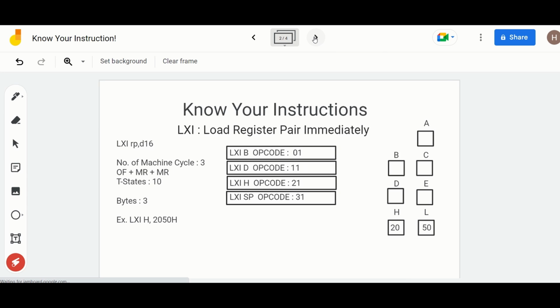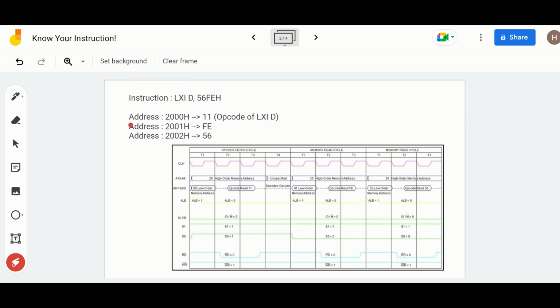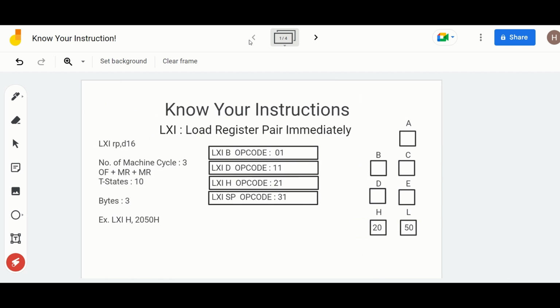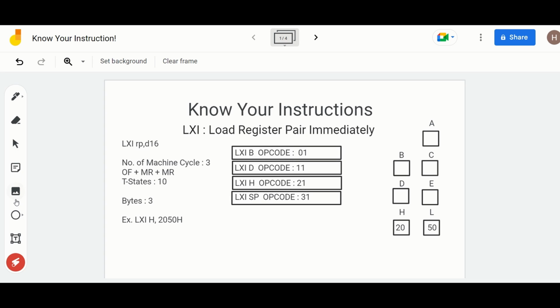For the first byte, the first memory address, for example, let's say my program counter is starting the memory address from 2000H. So if I am writing this instruction, LXI D,56FEH, what is going to happen? Tell me. 56 will be stored in D and FE will be stored in H, right? So let me write it. Here you will have 56 and here you will have FE. This is going to happen.